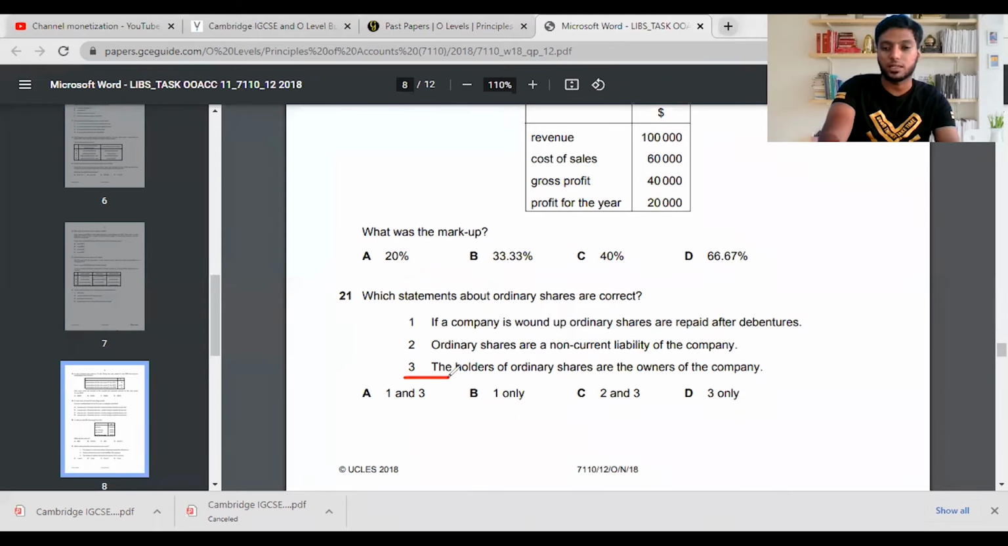So I will be finding out the correct answer. First of all, 3 is the answer. So either it should be this one or this one. So 1 and 2 and 3 is going to be excluded because we know 3 is the correct answer. Ordinary share are a non-current liability. No, it's a capital, so you can't say it as a non-current liability. So second is wrong. If a company is wound up, ordinary shares are repaid after debentures.